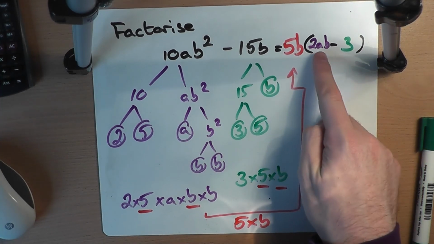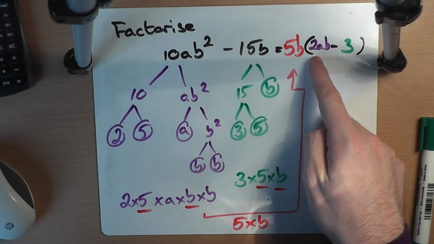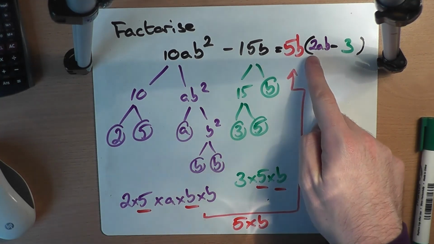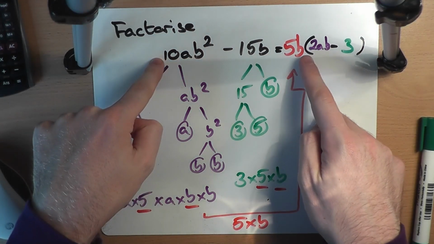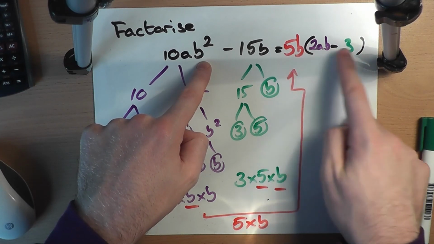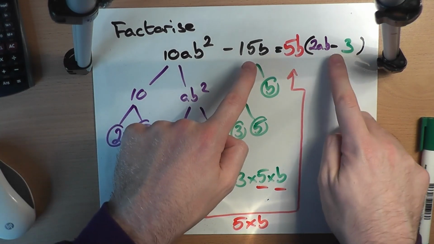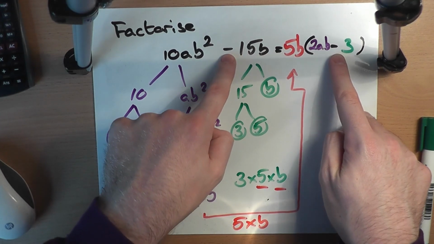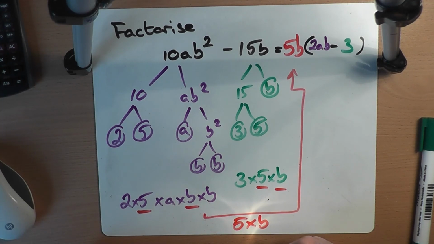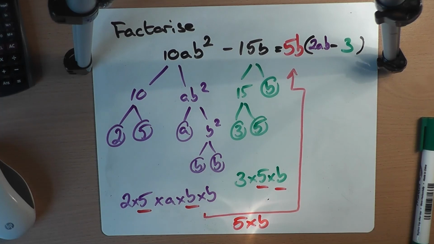If we were to do the expanding, however, if we were to expand this, either by writing it down or in our heads, 5b times 2ab. 5 times 2 will give us the 10 at the beginning. The a will go in the middle, and then the b times b will move to the end and give us the b squared. For the second term, 5b times the 3 will give us the 15b, and there is the minus there, giving us the minus 15b. What we've done is we've started with a slightly more complicated example, 10ab squared minus 15b, and by going through this process of factorising, we've got to the bracketed form of 5b and 2ab minus 3 in brackets after that.